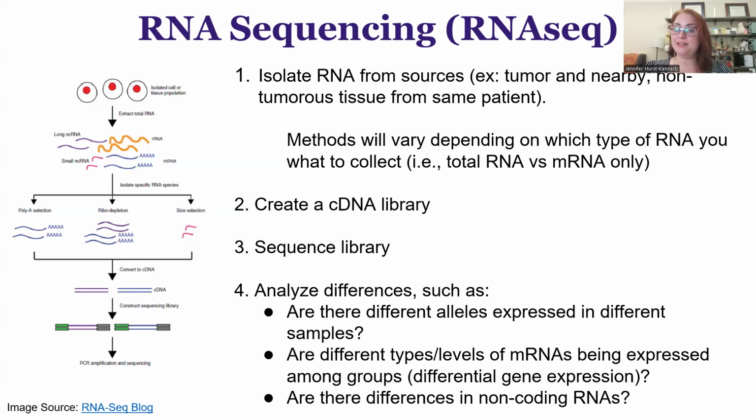But with that data set, you can do comparisons to examine different experimental questions. Just to give you a few examples, you might be interested in what are the different types and levels of mRNAs. This is a common approach called differential gene expression. Alternatively, let's say you had done a total RNA collection, you might be able to examine some of the differences in non-coding RNAs.